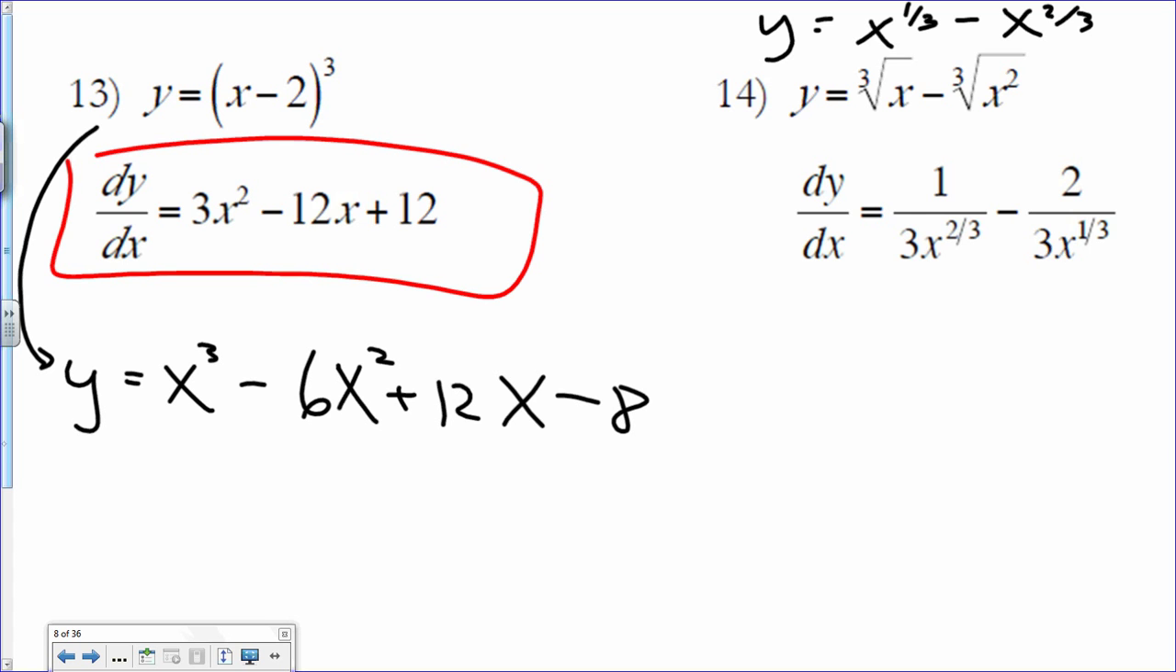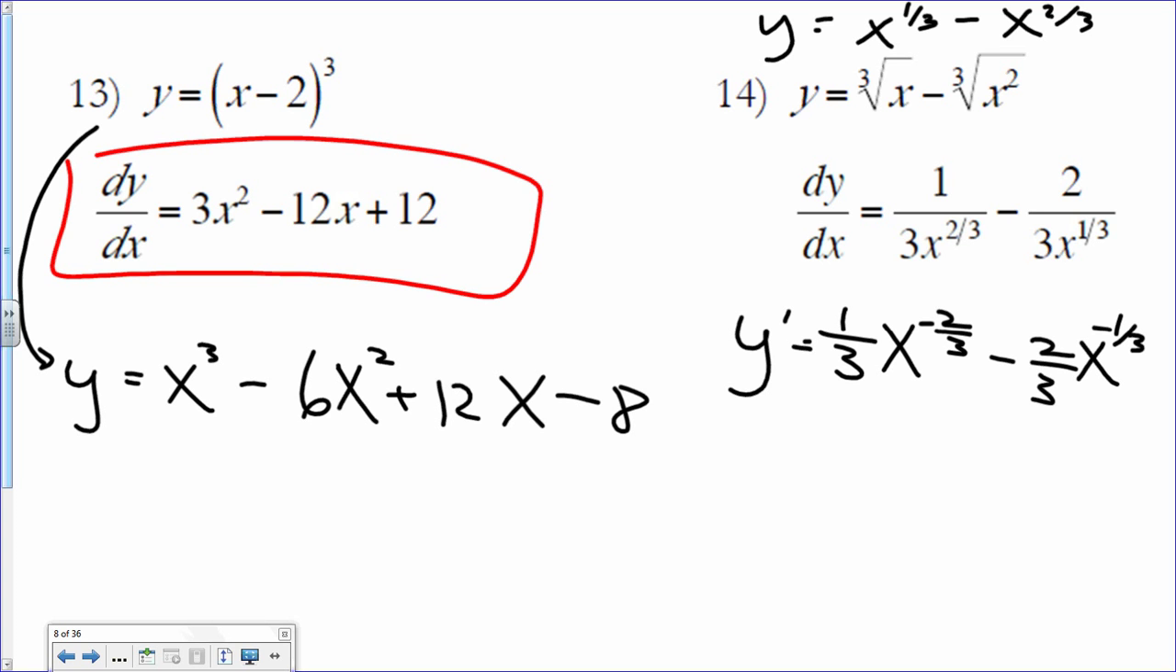14 wasn't too bad. You just wanted to rewrite it as x to the third minus x to the 2/3. Then when you go to take the derivative, what would the derivative of x to the third be? We have 1/3 x to, what's 1/3 minus 3/3? Negative 2/3. Okay, and then we have to take the derivative. We have minus x to the 2/3. We have minus 2/3. What's 2/3 minus 3/3? Very good. And then when you rewrite that, you get the answer.